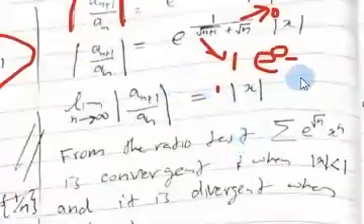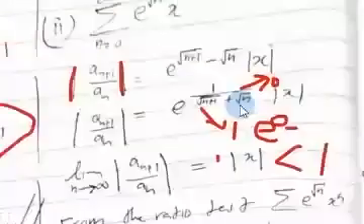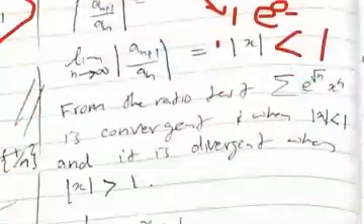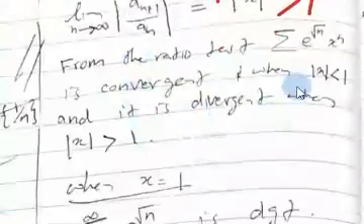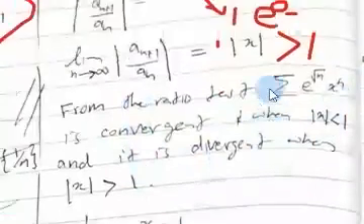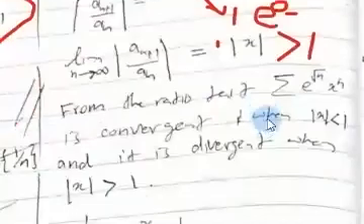So from the ratio test, if this limit is less than 1, you can say that this series is convergent. If this limit is greater than 1, you can say that it is divergent, right? So that gives the radius. Now you consider the endpoints. We don't know about the convergence at positive and negative 1, so we have to consider them separately.